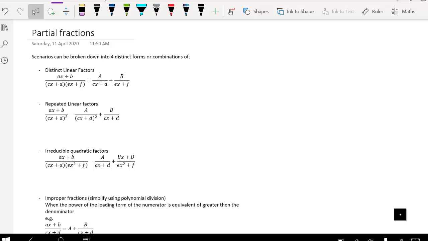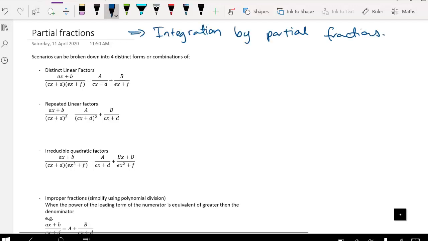In this lesson today, we're looking at the process of partial fractions, with the goal to be able to lead this into integration by partial fractions. Okay, so I've got a little bit of content to talk through here. Before we do that, I want to outline the reason we're doing this.